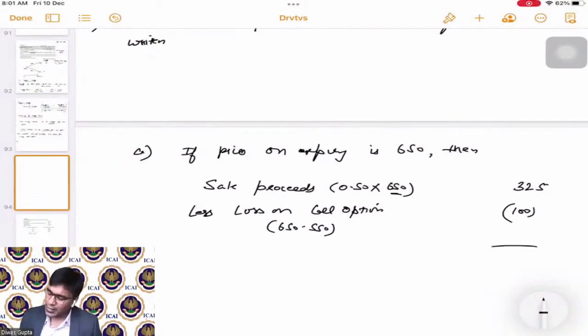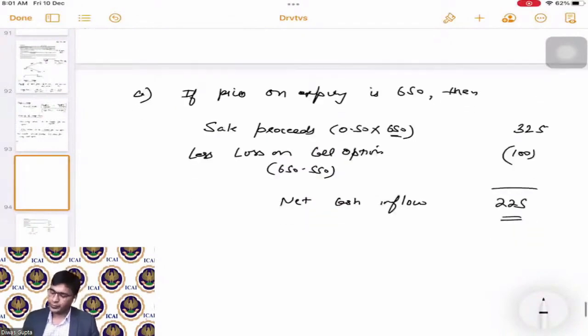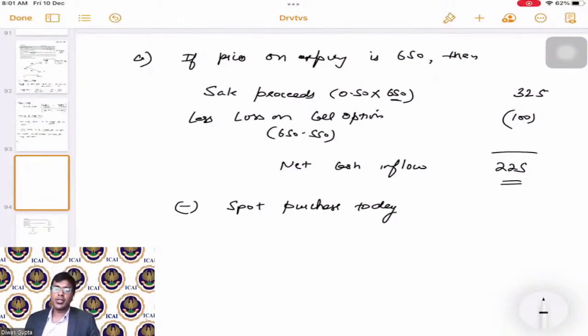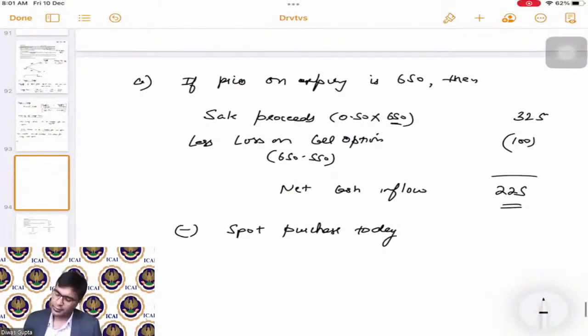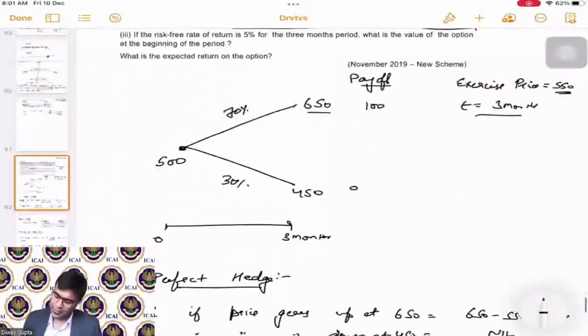325 would be the sales proceeds. 225 is the net cash inflow. This is all happening on expiry. Minus spot purchase today. What is the spot price today? 500.